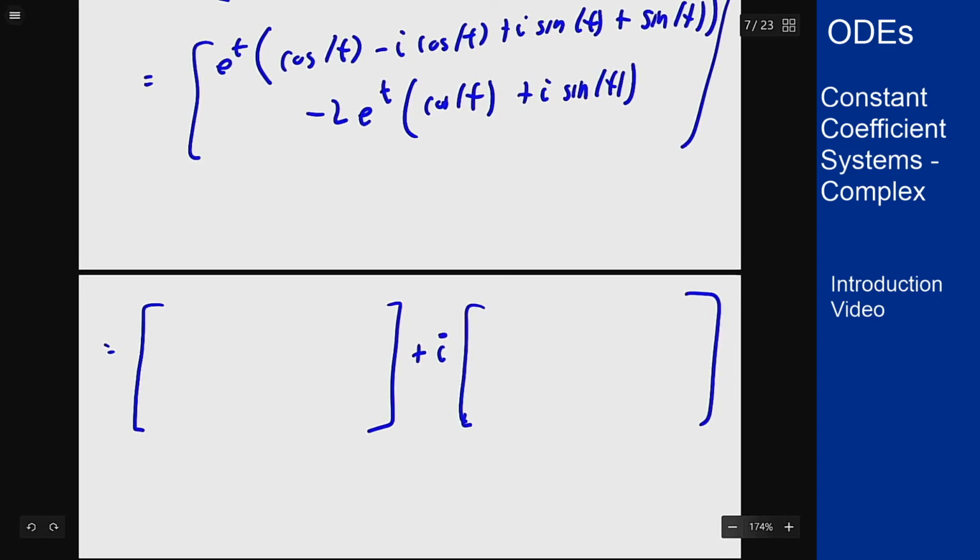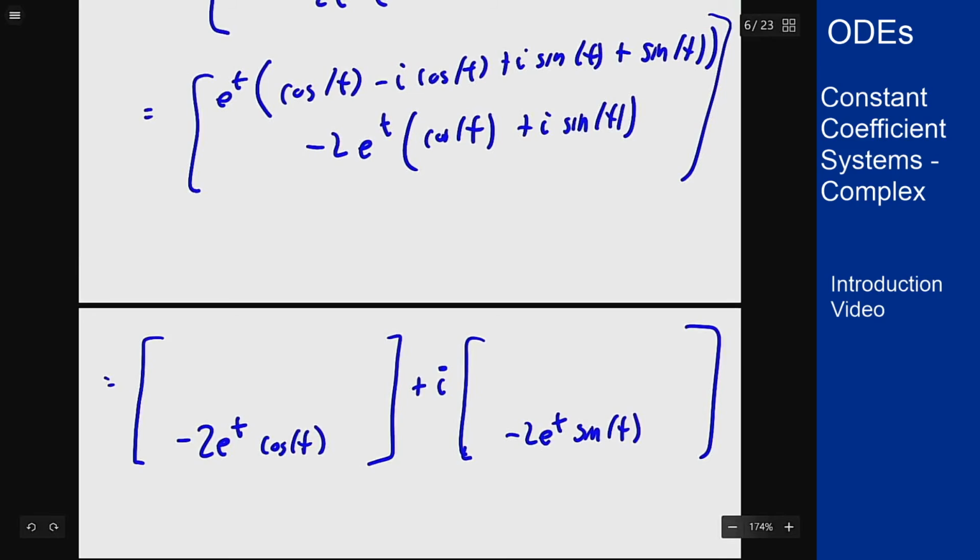The bottom part's easy. The real part is just minus 2 e to the t cosine of t on this side, and then minus 2 e to the t sine of t on this side. For the top, I have two terms in each part. So for the real parts, I'm grabbing the two that don't have i's, so this cosine and this sine, to give me an e to the t cosine of t plus an e to the t sine of t. And for the imaginary, I'm grabbing the two that do have i's, so this sine and this negative cosine. So e to the t sine of t minus e to the t cosine of t.